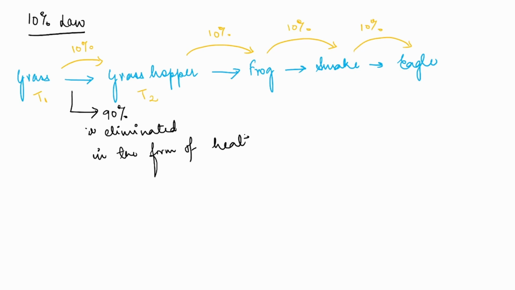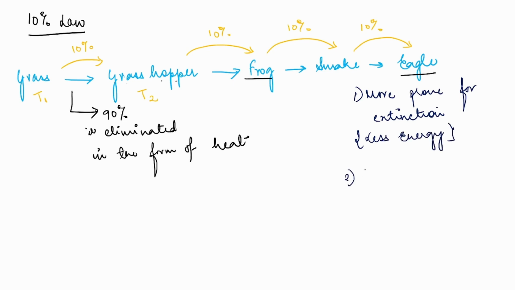So from green plants that prepare food, only 10% will be passed to the grasshopper, right? And 10% of the grasshopper's will be transferred to the frog, 10% of the frog's to the snake, and 10% of the snake's to the eagle. So I can say that the organisms which occupy the topmost level in the food chain are more prone to extinction. Why? Because they are getting very little energy, and also they are fewer in number, right? So that's all about energy flow. Here we will discuss productivity.